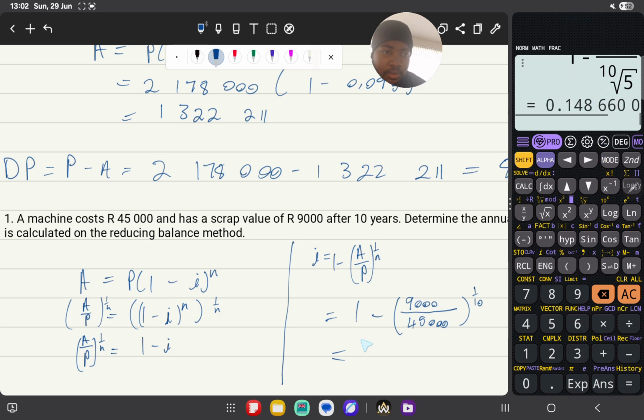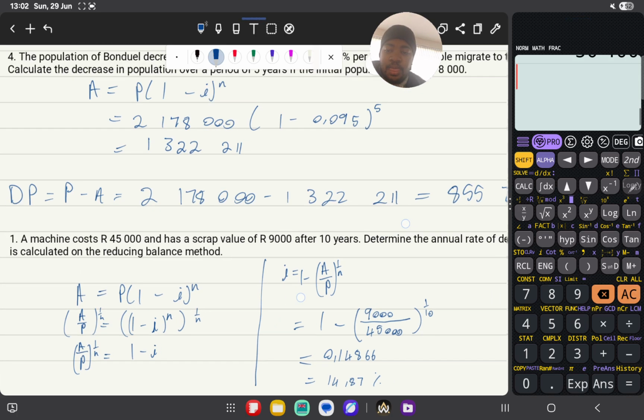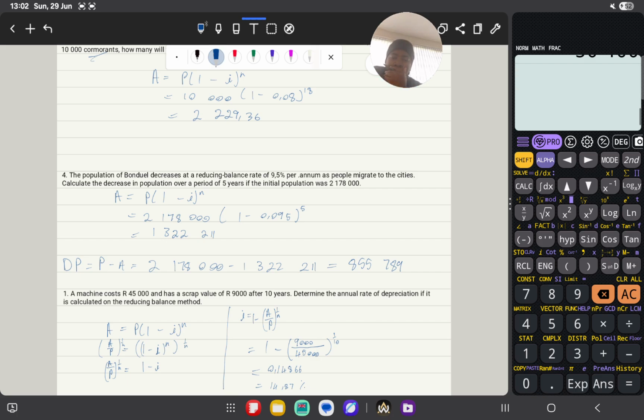Now the value is, right, that's the value of I, which you can write in percentage form as 8.7 percent. You can test it out to see.